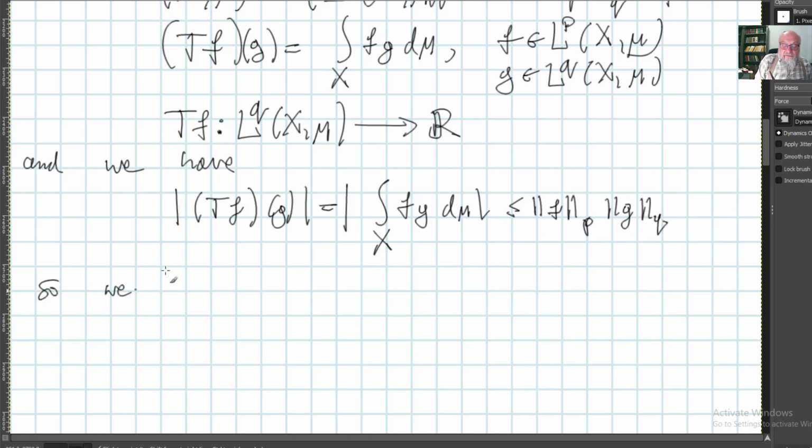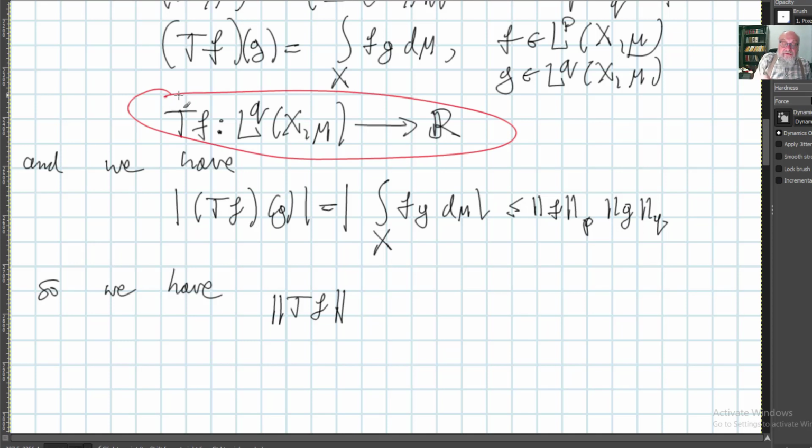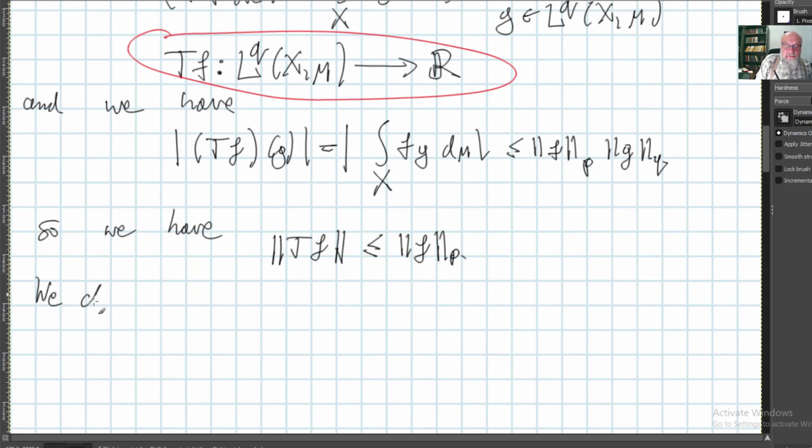So we have here that this operator, the norm of T_f, which is this linear function, as a linear function is smaller or equal than the norm of f in L^p. But we claim that actually this norm is equal to the norm of f in L^p.